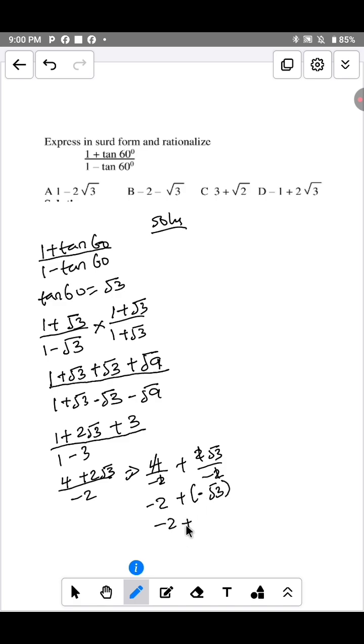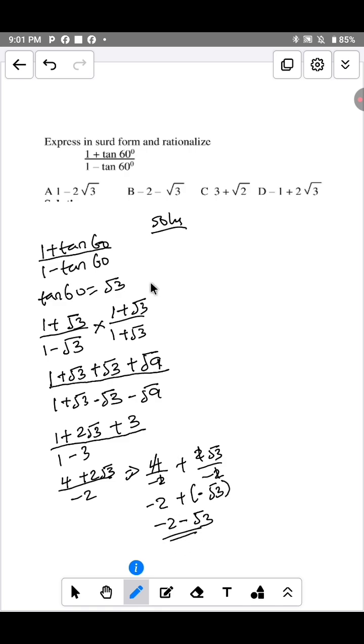Plus, sorry, it's not plus. Let me read it back. So that's plus times minus, that is minus. So it means that we have minus root 3 here. So the answer is equal to minus 2 minus root 3.